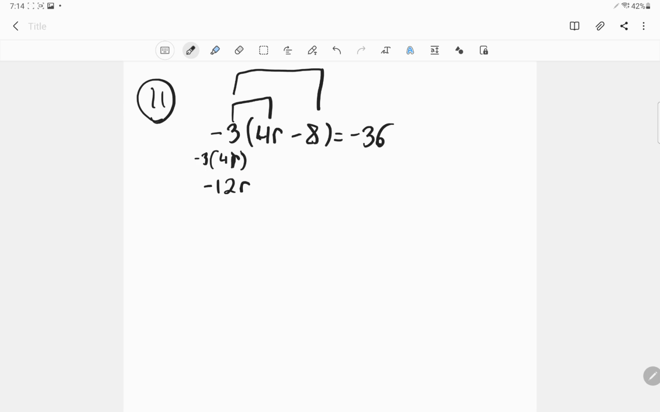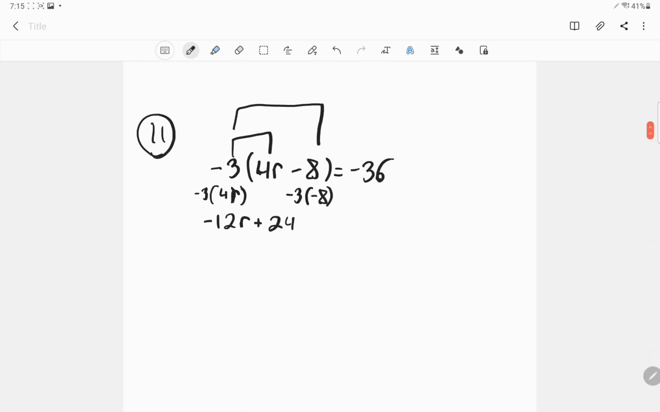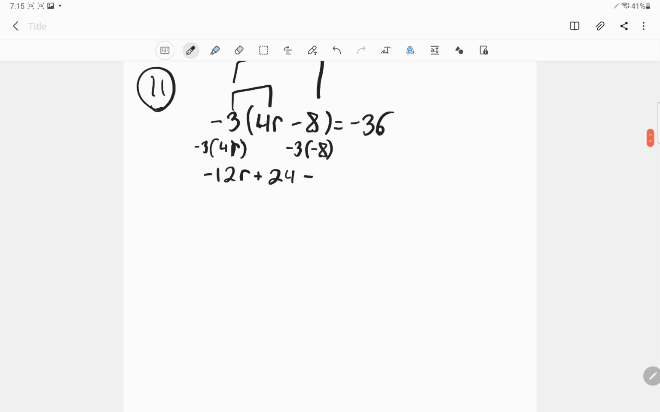Okay, that's the first one we did, right? Now we're going to do negative 3 times negative 8, which is going to give me positive what? What is it? 20, right? I believe it's something 20. Oh my, I can't even do my multiplication. Shame on me. It's going to be 24, right? 3 times 8 is going to be 24. But it's positive because we have two negatives, right? Now it equals negative 36.